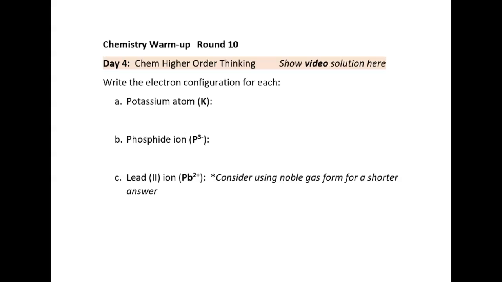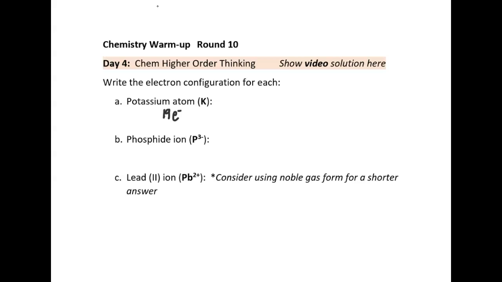Here are the answers for the day 4 warm-up. Write the electron configuration for each. Question A, we have a potassium atom. To write the electron configuration, we need to know how many electrons there are so that we can then fit them into the appropriate sublevels. Capital K is atomic number 19 on the periodic table, so it has 19 electrons.